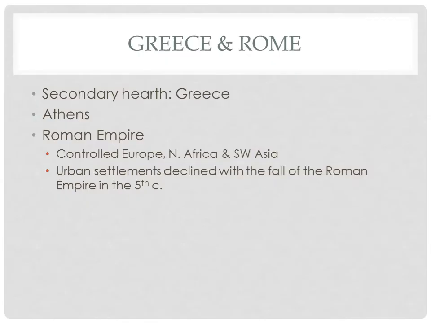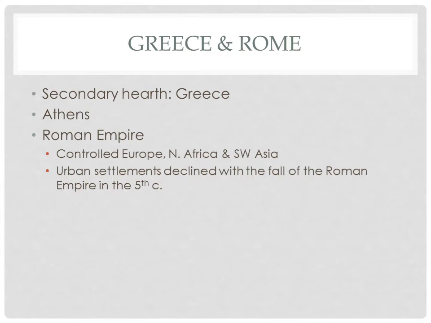Now, as far as cities in Greece and Rome, we talked about Greek city-states before. We talked about Rome just a few minutes ago. Now, this was a secondary hearth. Okay? The concept of urbanization diffused from Mesopotamia in much the same way that agriculture diffused to Greece, Rome, Europe from Mesopotamia. In much the same way, according to the Renfrew hypothesis, the Indo-European language diffused to Europe through agricultural technology. And with that came other things as well, like urbanization.